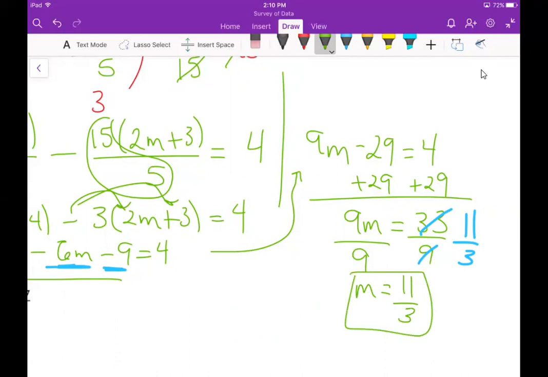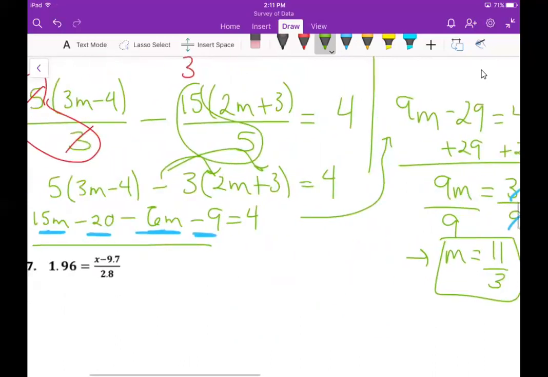Okay, one thing to note here too is that all these steps were the same, even if we're working with a variable other than x, right? x is just our typical variable. Here we see an m, that's all right.